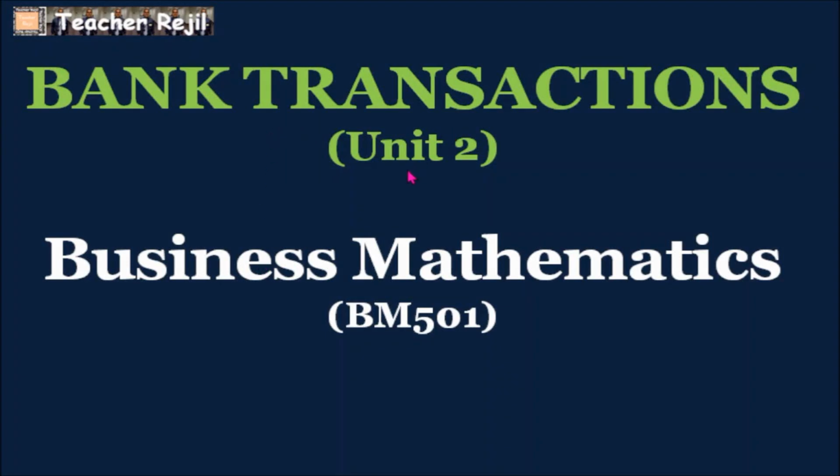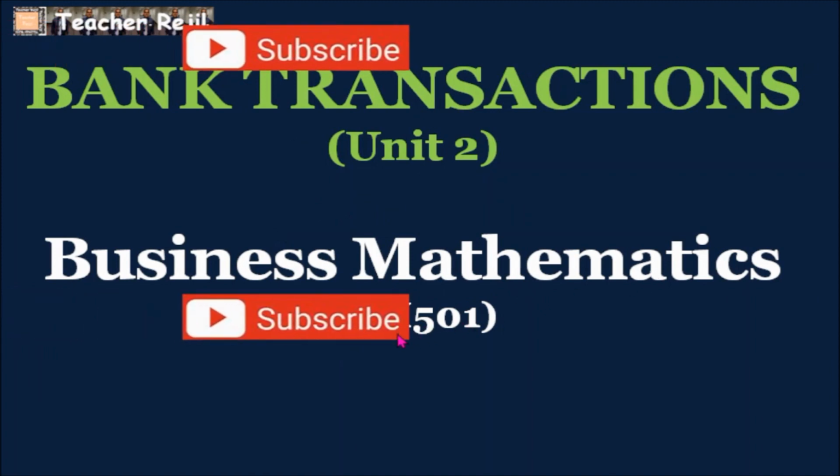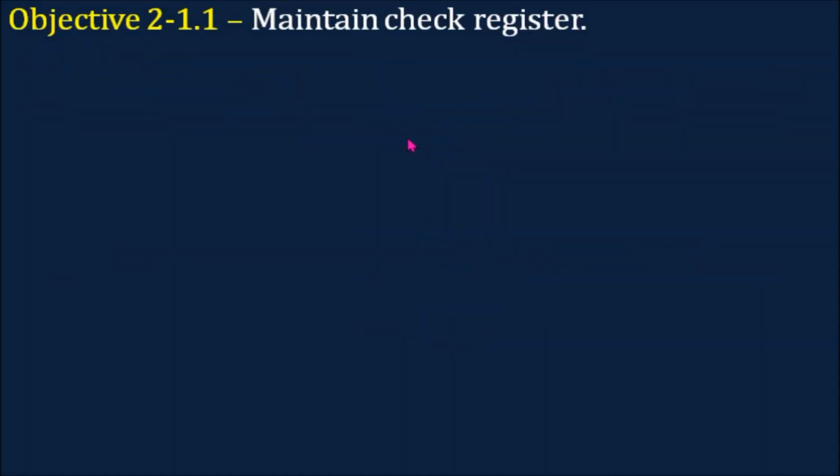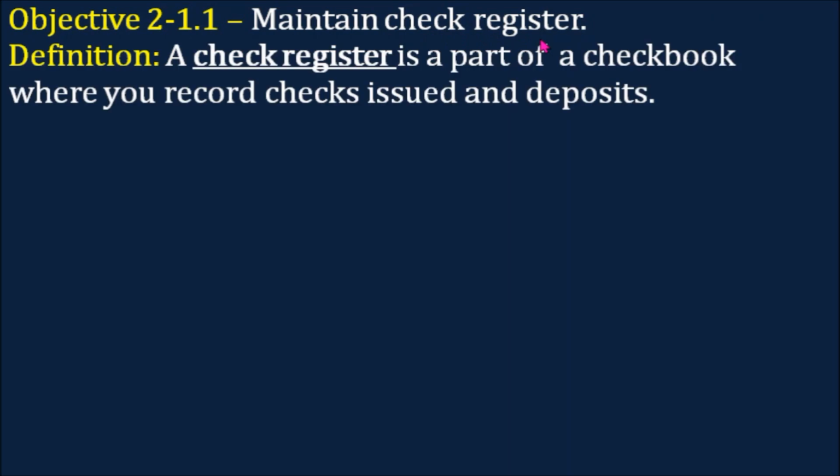Bank transactions is Unit 2 of the course Business Mathematics or BM501. There are three objectives in this unit. Objective number 1, maintain check register.